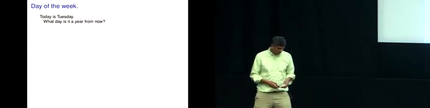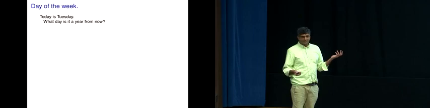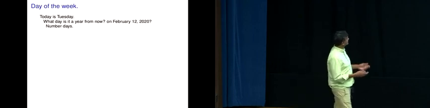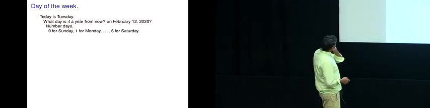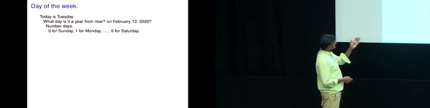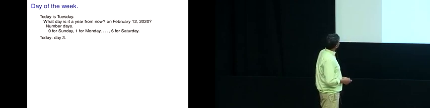Okay. So we can do this with the day of the week. There's Tuesday. What day is it a year from now? Oh, somebody knows. Is that February 12th? I don't even know. So you number the days, 0 for Sunday, 1 for Monday. I changed all these numbers. I tried to get it right, but we'll see. When I change the numbers, it's always iffy.